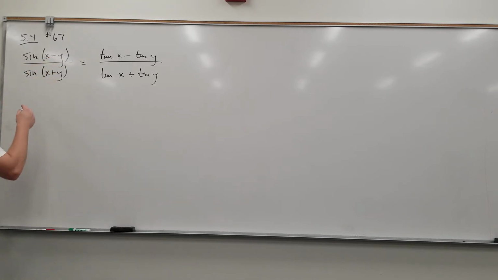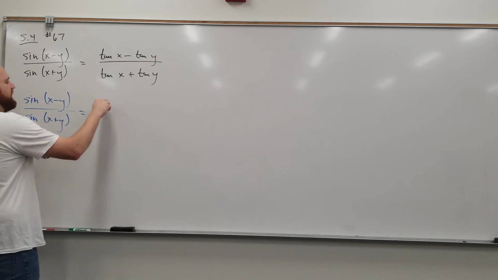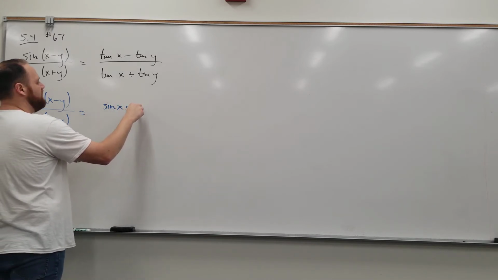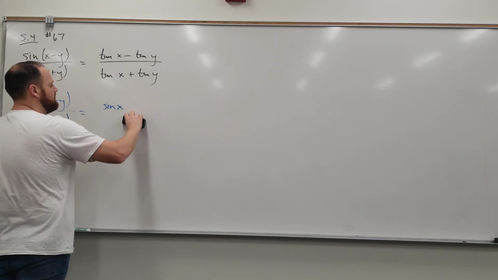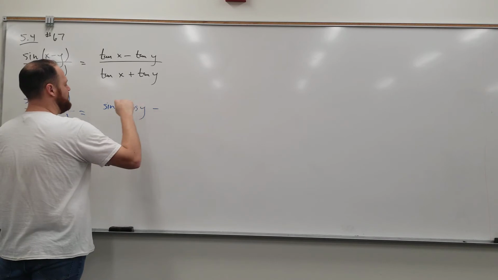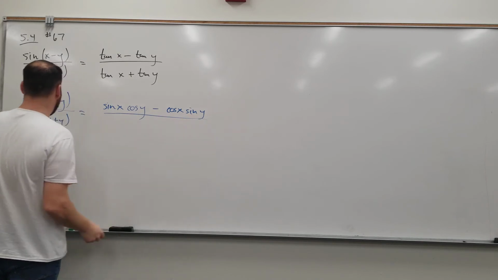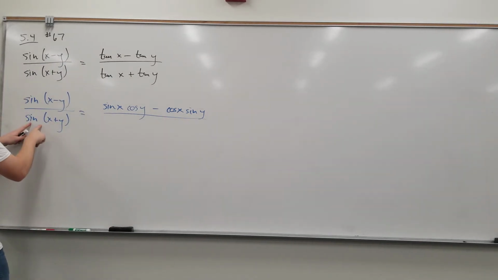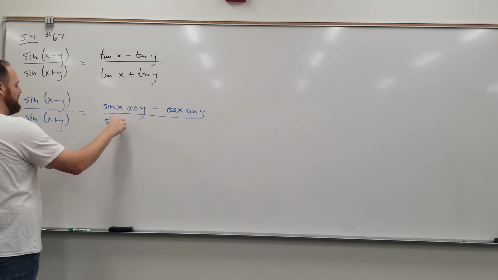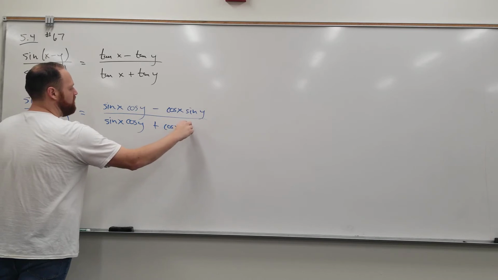Okay, so for sine of x minus y over sine of x plus y, I'm thinking we'll do sine x, sine y. Oh, no. For sine, it switches, doesn't it? This is sine x cosine y minus cosine x sine y. I better check to make sure that I did that right. But I think that's right. And then here would be sine x cosine y plus cosine x sine y.